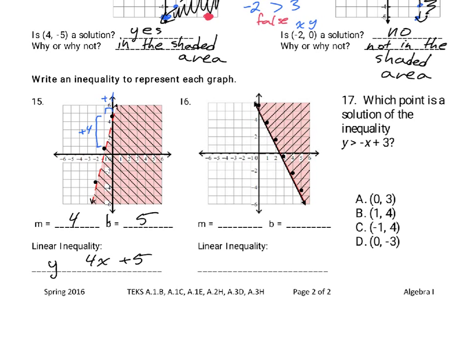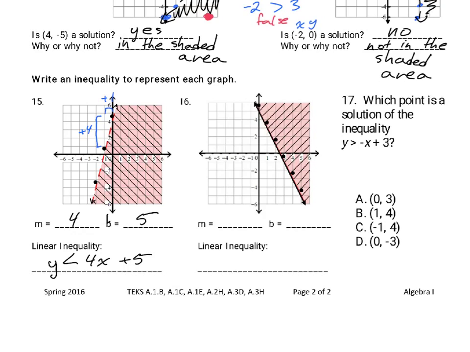Now, is this going to be a less than or equal to, greater than or equal to? Well, it's below this line, so it's going to be a less than. It's a dashed line, so we're not going to have an equal to right there. So y is less than 4x plus 5. Okay.